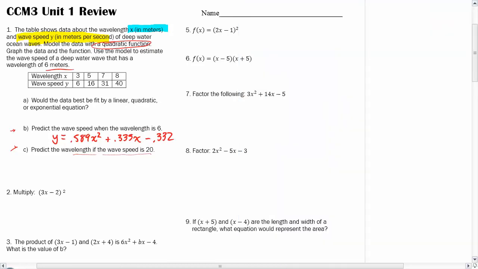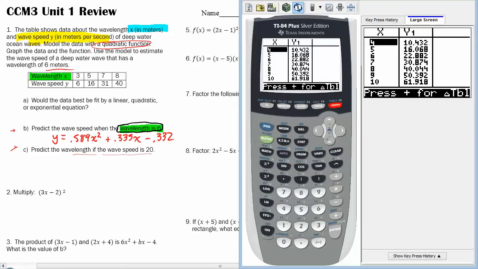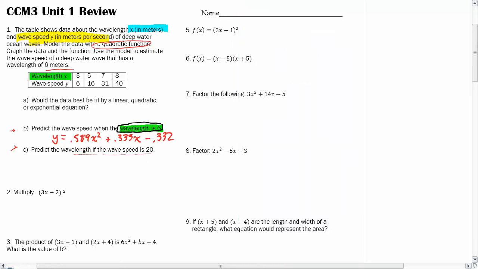What's x? Well, we actually missed a part from the last one, so we'll back up a little bit. Predict the wave speed when the wavelength is 6. Wavelength, so go back and check, but wavelength is x. So what's the speed when x is 6? Well, go to second graph and look for where x is 6. And so we can see it right here. When x is 6, it's 22.882. So that would be 22.882.